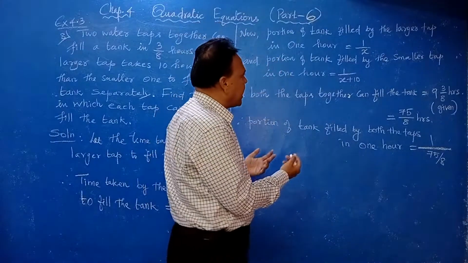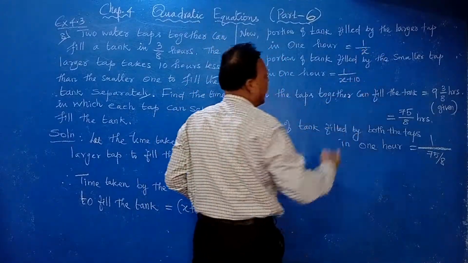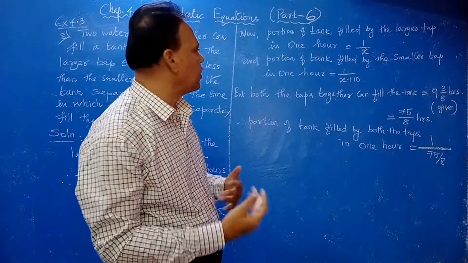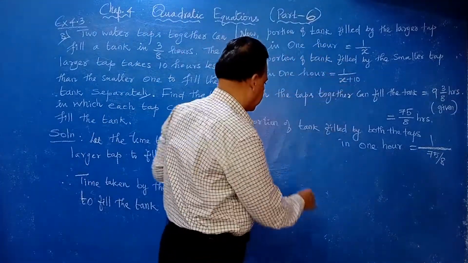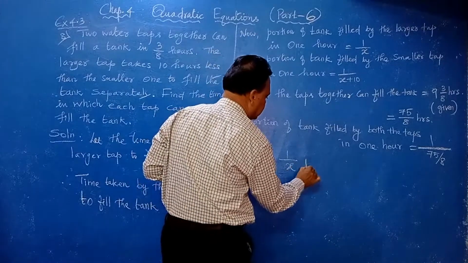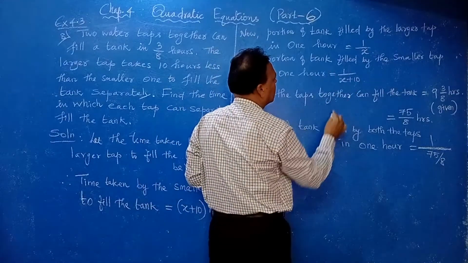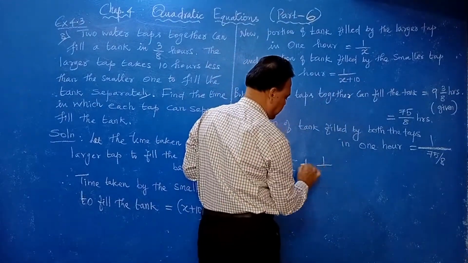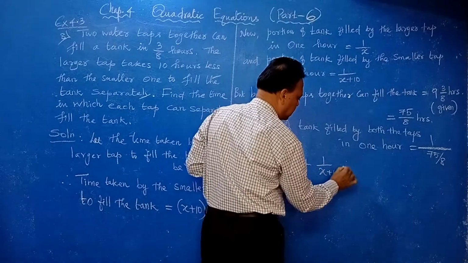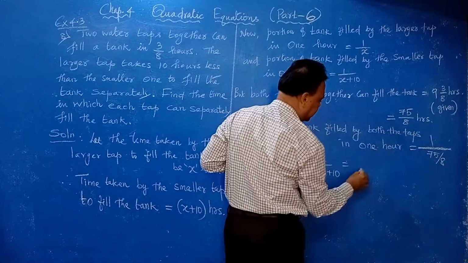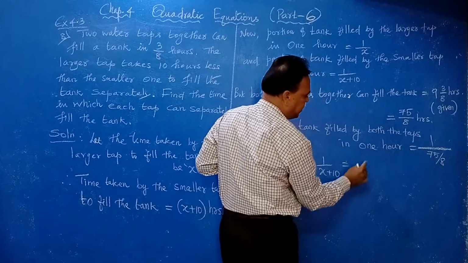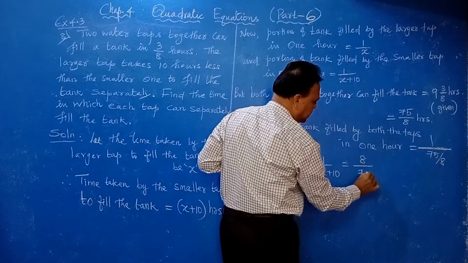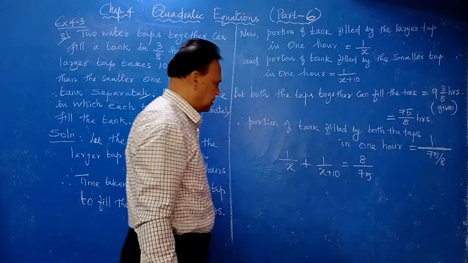So that means these two you have to add. Both the taps means what? The larger tap in 1 hour, you write, plus the smaller tap in 1 hour, you write. Then total in 1 hour, you write, that is 1 by 75 by 8, which is 8 by 75. Just take the reciprocal and write.